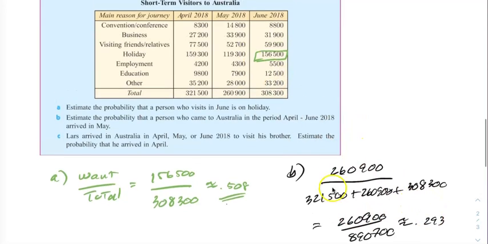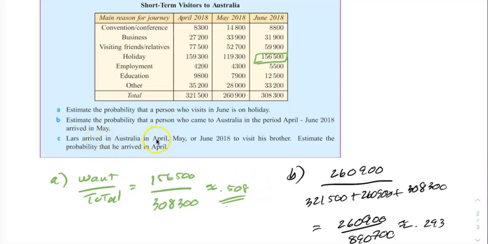And the last one. Lars arrived in Australia in April, May, or June to visit his brother. Estimate the probability that he arrived in April. So same idea, but now it's April. Now, actually, it's a little different. So April, May, or June to visit his brother. So I mean, he's visiting friends or relatives. So that's why he came.